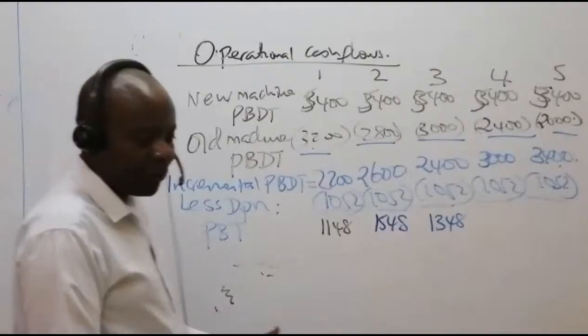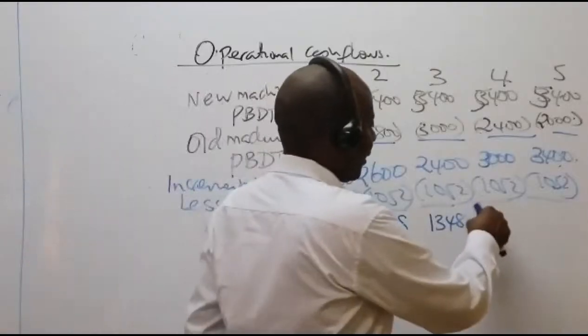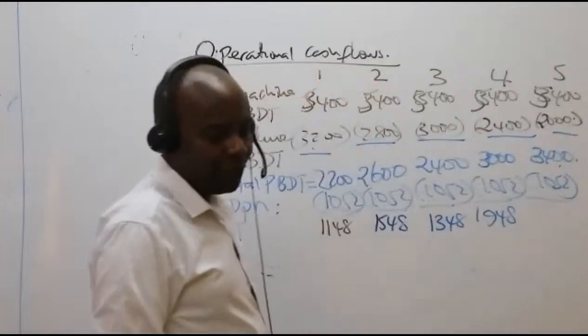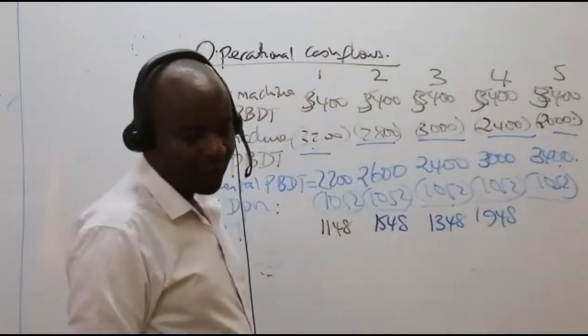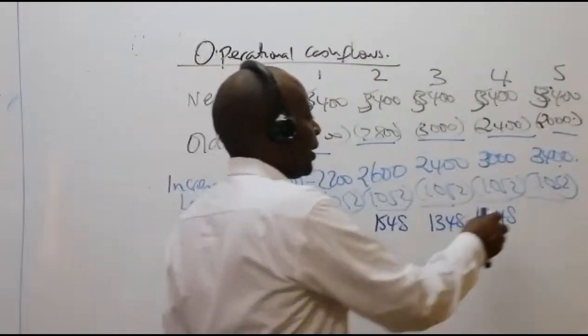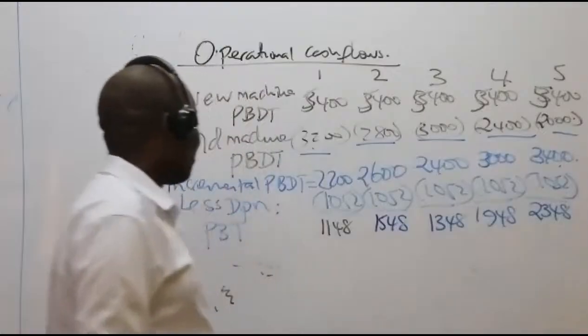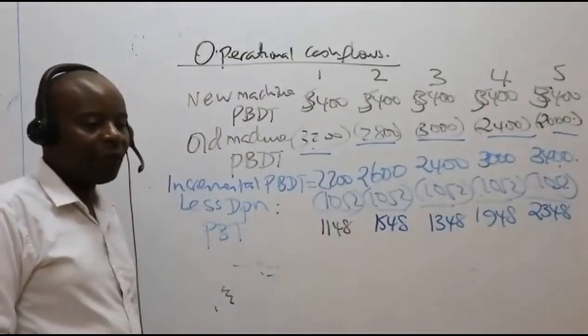So I can see 1948, and then lastly, it's 1052. Yes, it's 1052. 2348. Thank you very much. So having gotten profit before tax, now we have adjusted for depreciation.